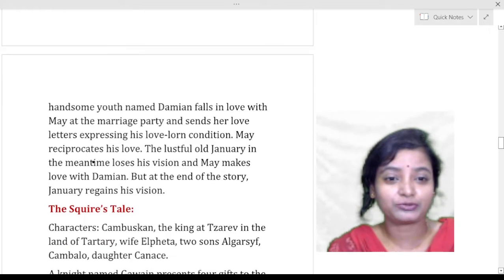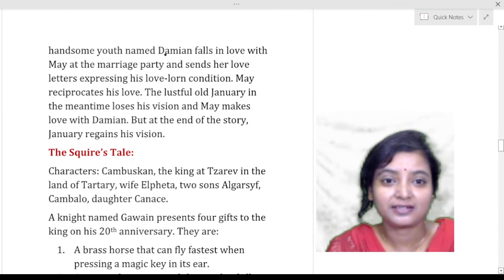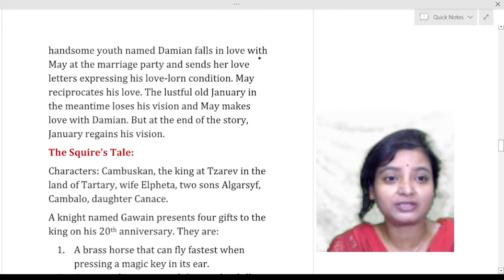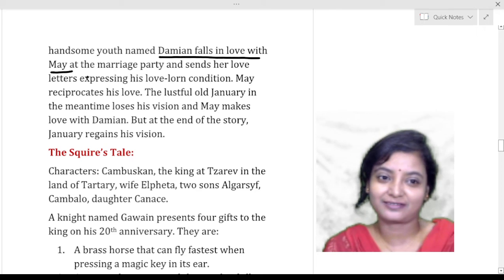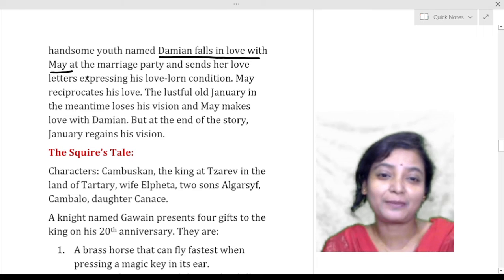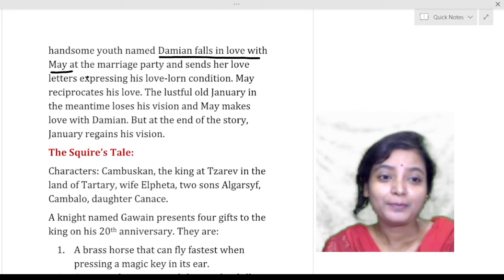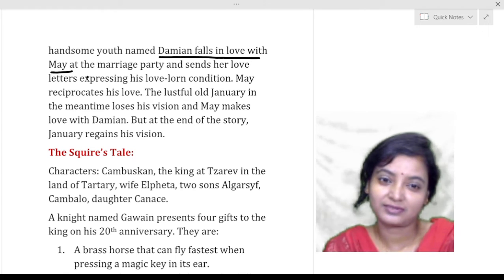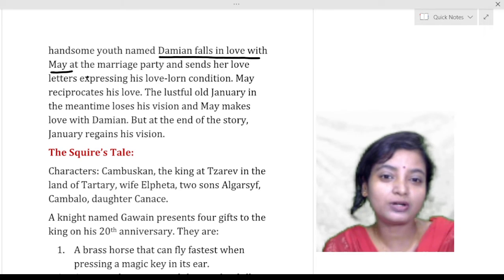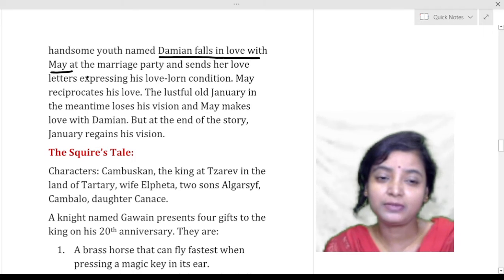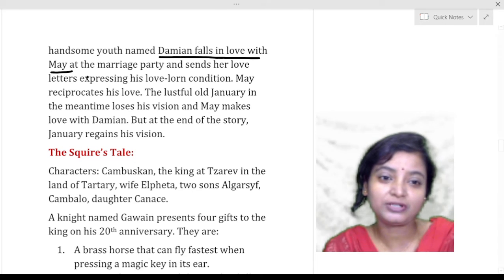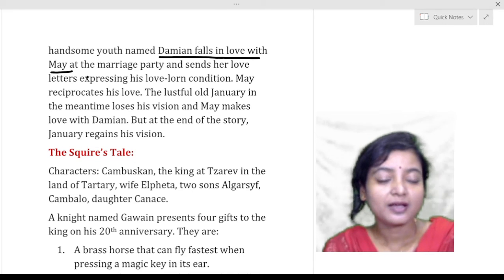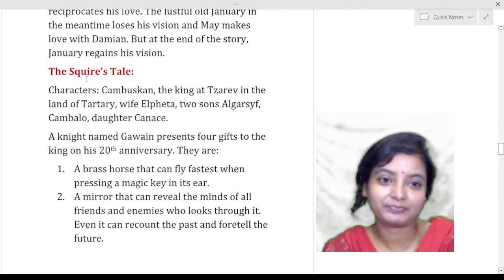But a handsome youth named Damien falls in love with May at the marriage party and sends her love letters expressing his love-lorn condition. May reciprocates his love. The lustful old January, in the meantime, loses his vision and May makes love with Damien. But at the end of the story, January regains his vision.